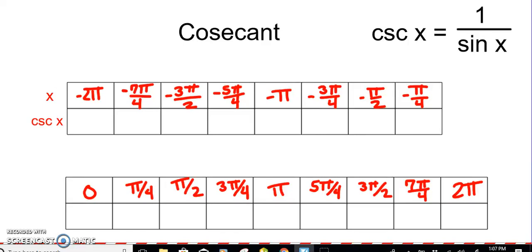All right, now we're going to go ahead and look at our cosecant graph. Now with this graph, I'm going to do something a little different. I'm going to get rid of some of the values here because you can find the values, but I'm not going to have you do all of that right now. I'm going to have you do that later on.